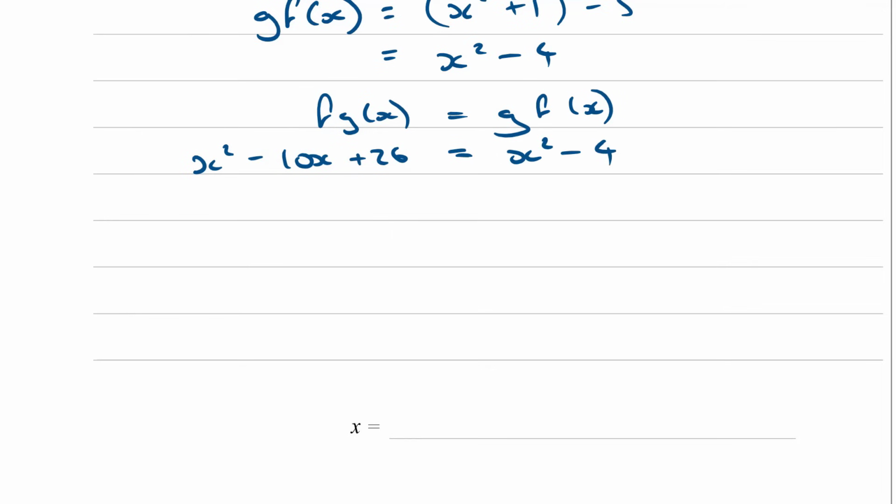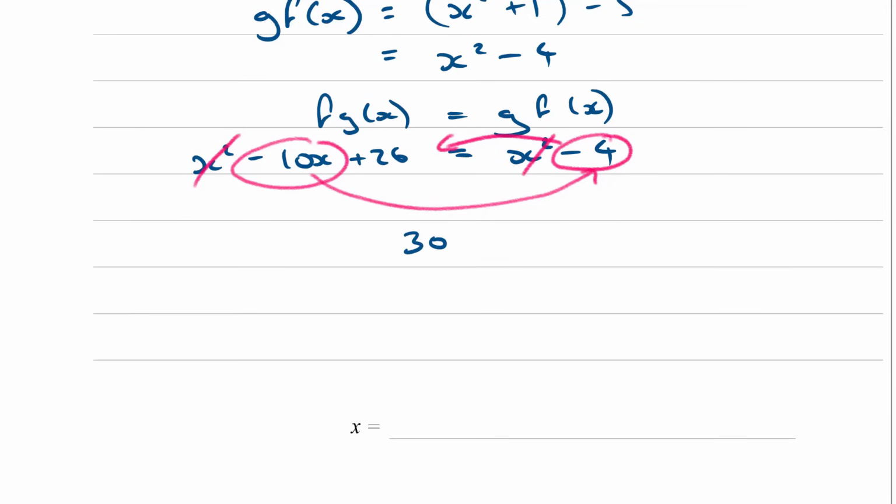Okay, so our x squareds cancel, and we are left with minus 10x plus 26 equals minus 4. Okay, so I'm going to move the minus 10x to this side, and I'm going to move the minus 4 to this side. So that gives me 26 plus 4 is 30 equals 10x. So x equals 3.